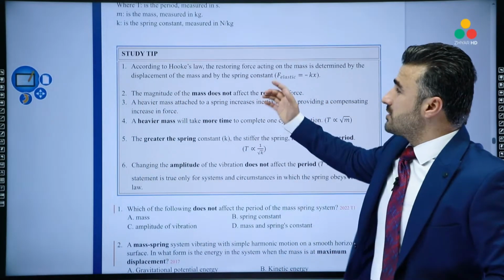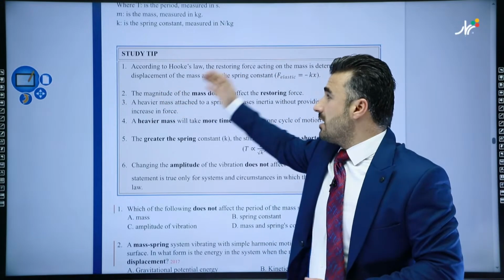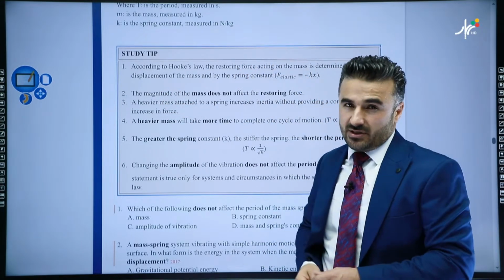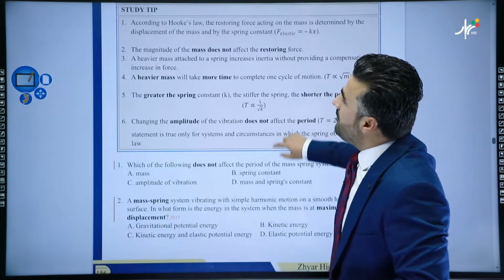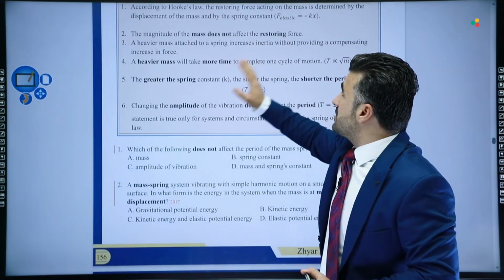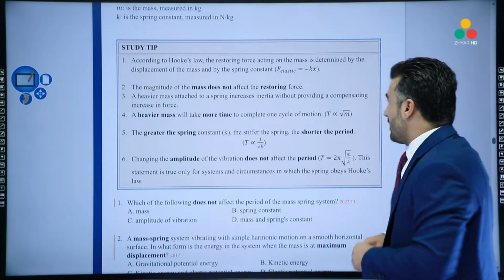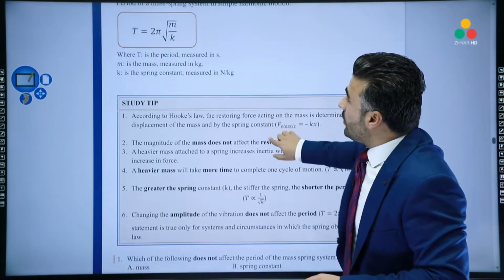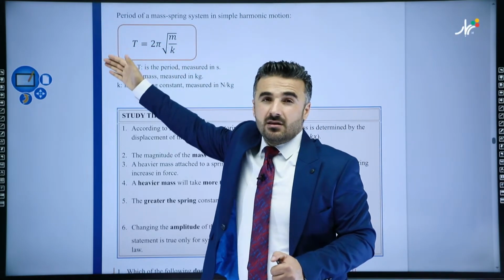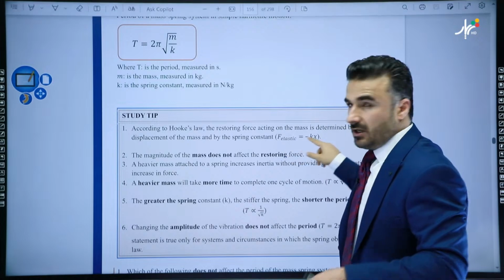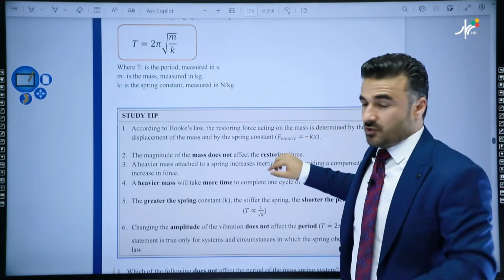According to Hooke's law, the restoring force acting on the mass is determined by the displacement of the mass and by the spring constant. We do know that elastic force equals negative kx, and the magnitude of the mass does not affect the restoring force. One thing I didn't mention so far: we said if we increase the mass, it will affect the period. But will increasing the mass affect the restoring force? The answer is no, because there is no mass in the restoring force equation.